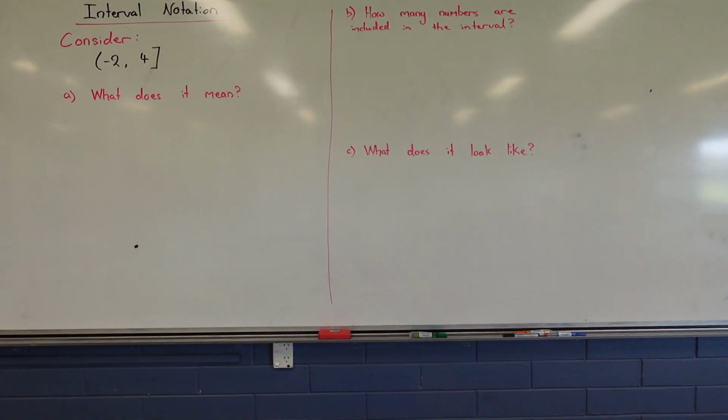Square bracket. I forgot. Maya, bring it home. I don't know. If you had to have a stab, what would you think that might mean? What numbers are involved here? -2 and 4. Yeah, it's got something to do with -2 and 4. If I had to have a stab, I'd say we're starting at -2 and finishing at 4.